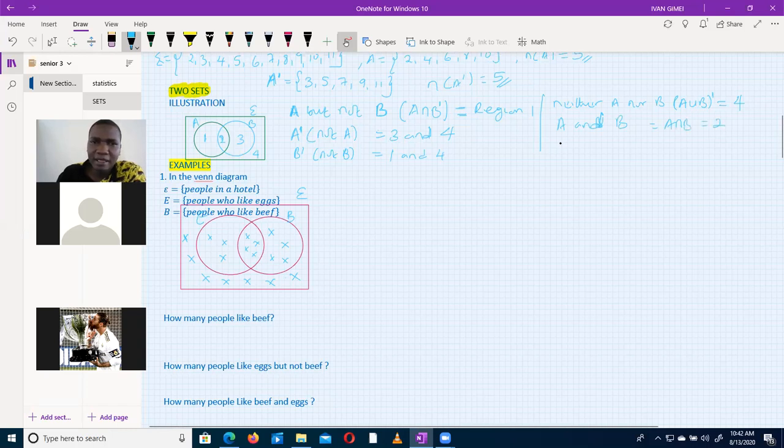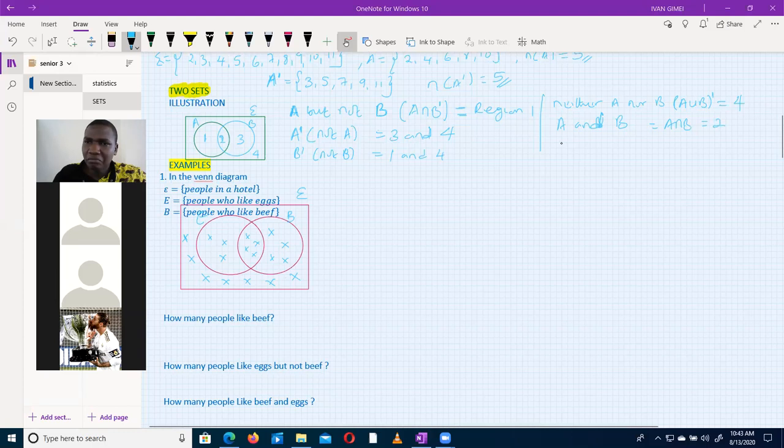Then lastly, let me see which region I have left out. The region I've just talked about, I've forgotten. That one has disappeared. Okay. When I recall, I'll bring it here. I've forgotten it.